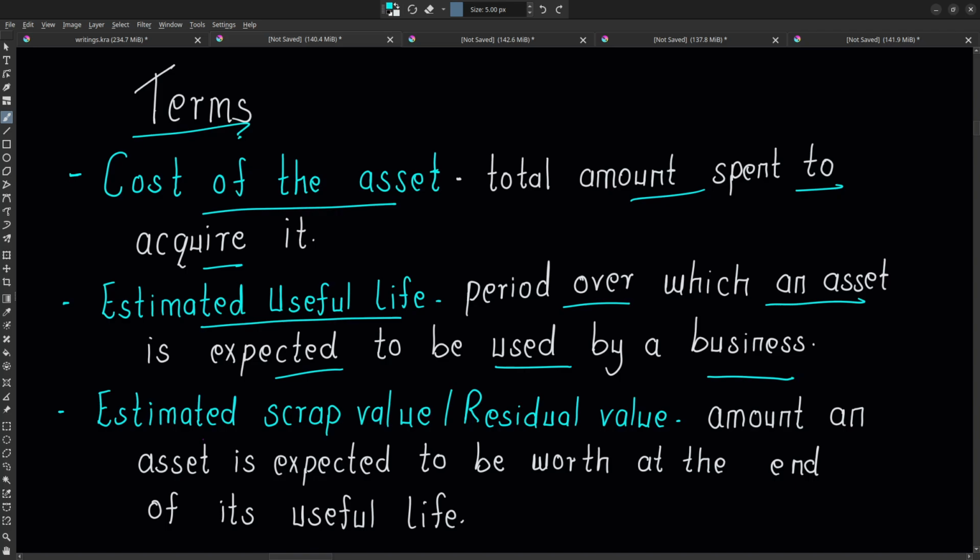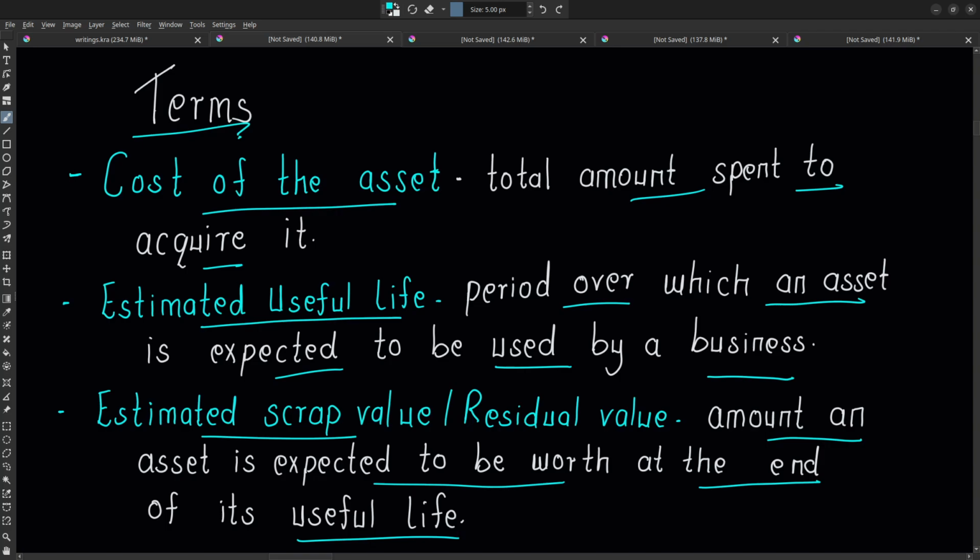And then the other one is estimated scrap value, which is also known as the residual value. This is the amount an asset is expected to be worth at the end of its useful life. So this is the amount for which you dispose of the asset. At the end of these 4 years, for example, if I bought this lorry at 4 million, its residual value could be 1 million or less.